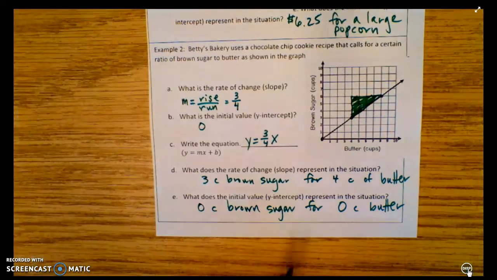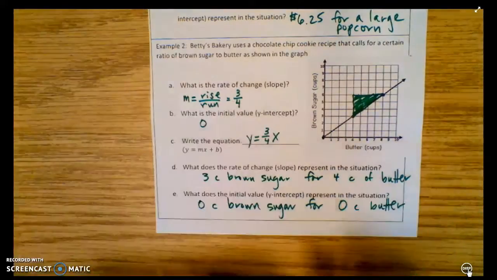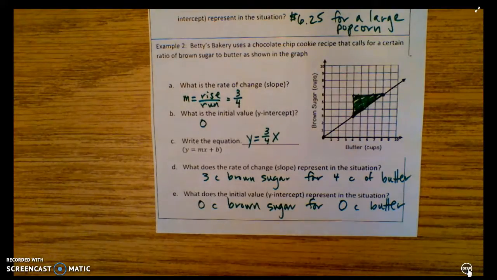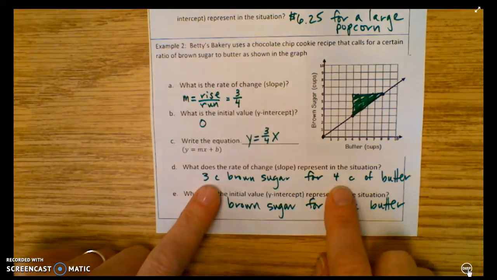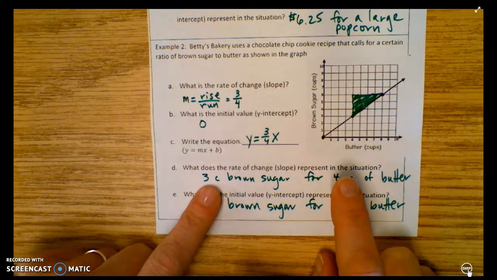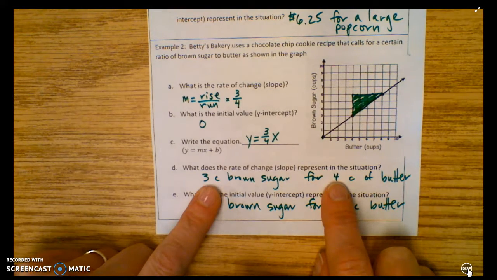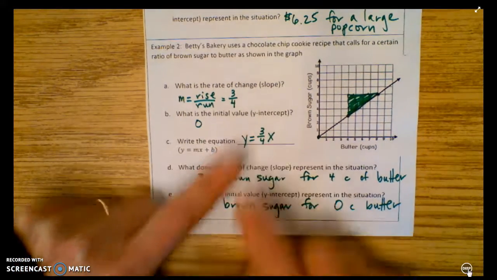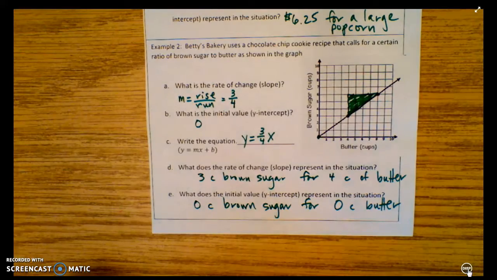Okay, so 0, 0 just represents what the quantities are in the recipe. If you're not making any cookies... if you want to make a big batch of cookies, you put 3 cups of brown sugar and 4 cups of butter. And if you wanted to reduce that even further, you could.